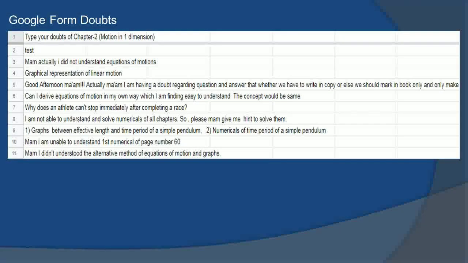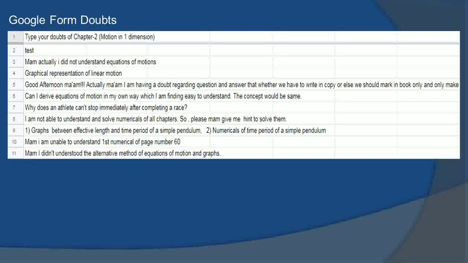Our next doubt is, can I derive the equation of motion in my own way, which I find easy to understand, and the concept would be the same? Yes, you can derive the equations of motion in your own way, but you should not reduce the steps, and the conversion of the units is very important. Whatever is required in the derivation of the equation of motion, you have to write. Otherwise, if you reduce something, automatically your marks will be reduced.